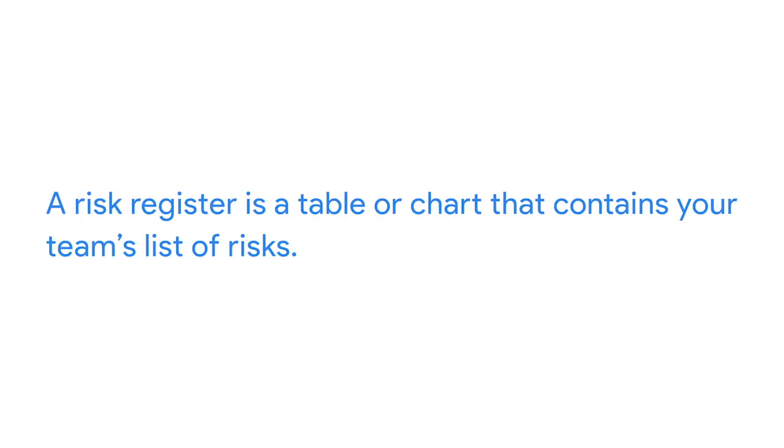As a refresher, a risk register is a table or chart that contains your team's list of risks. You'll want to pose questions to your team like, what could improve the outcome of the project? Or what could hurt or hinder it? You'll list them all as if-then statements. For example, if a given event happens, then here's how the project is impacted.